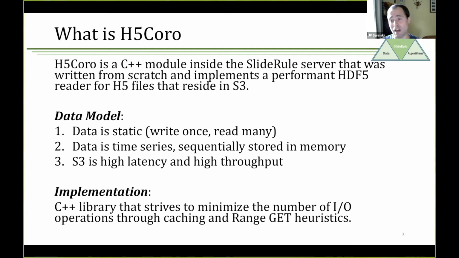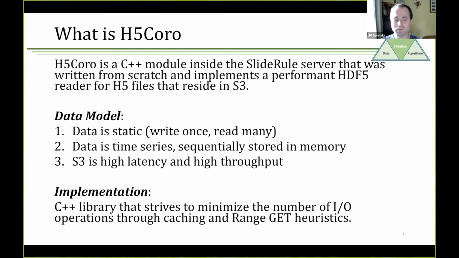So what's our data model? Well, all our data is static. It's written once, read many, right? It was written at the time of creation, and then it never changes. We could read it today. If we go back to the same data file 3 years from now, it'll be exactly the same. Our data is time series, so we have the benefit, we know ahead of time that there's data stored sequentially in the physical memory, so we can take advantage of that. And we know that we're going to be reading it out of S3, so we have a high latency, high throughput environment.